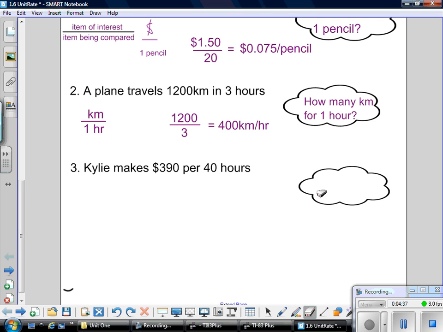Now the last question, again, is Kylie makes $390 per 40 hours. So what do you think we're interested in here? Well, I want to know how much does she make for 1 hour? That makes sense. So what I'm comparing here is the dollar amount per 1 hour. So 390 divided by 40, and we would find out that she would make $9.75 per hour. Okay, so those are unit rate type questions.